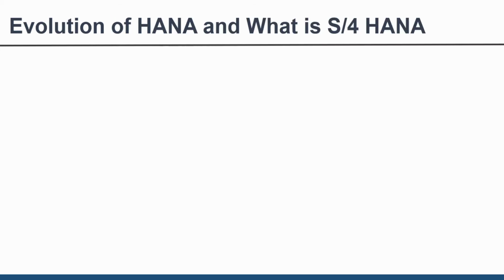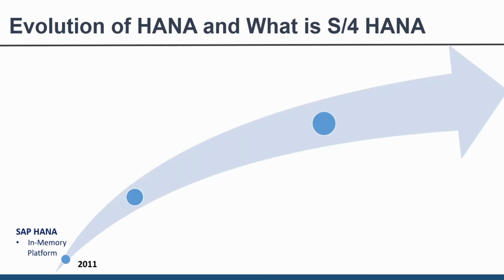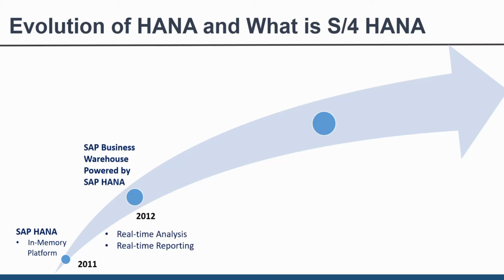Now you will see how HANA has evolved as a product and what is S4 HANA. So SAP came up with the first version of HANA as an in-memory database platform in 2011. In 2012, SAP came up with the concept of BW on top of HANA, or BW powered by HANA, wherein it was possible to have real-time analytics on top of BW on HANA.